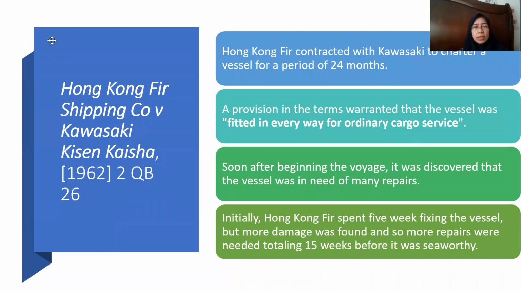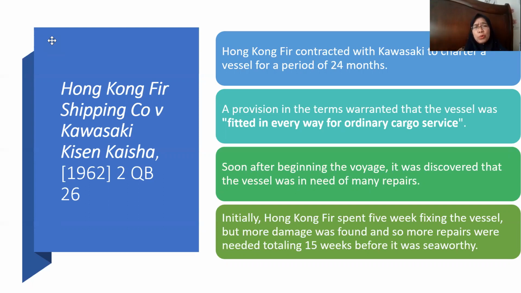Okay, let's have a look at the brief facts here. Hong Kong Fur, the company, contracted with Kawasaki for what purpose? To charter a vessel for a period of 24 months. A provision in the terms warranted that the vessel was fitted, meaning there was assurance in the contract, fitted in every way for ordinary cargo service. So fit for the purpose, basically. But soon after beginning the voyage, it was discovered that the vessel was in need of many repairs. Not really fit, actually needing all the repairs.